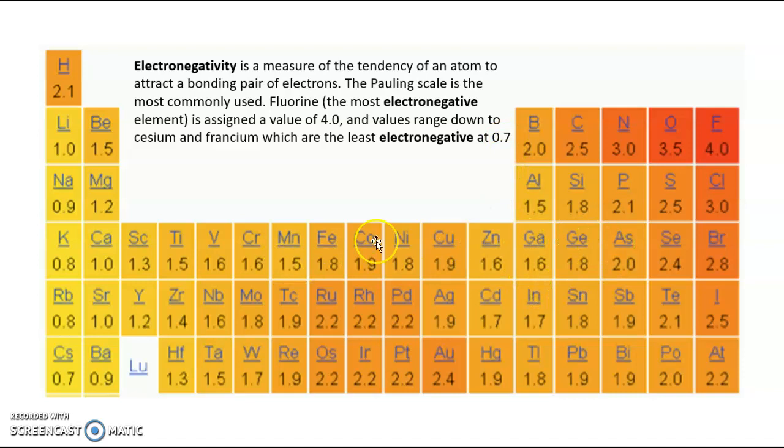As you can see, fluorine is to the right and up, while cesium, that is the least electronegative, is to the left and down. That's the tendency of this property in the periodic table.